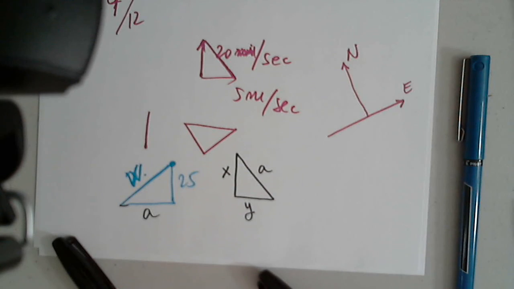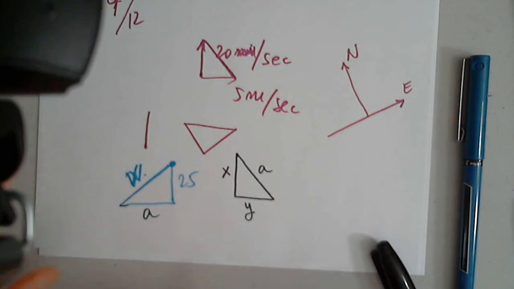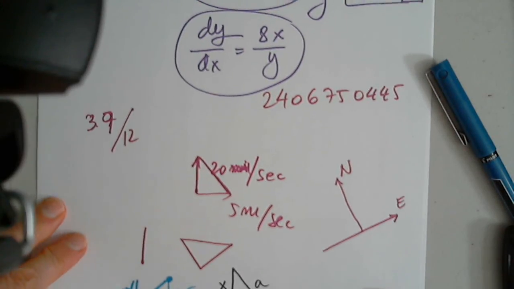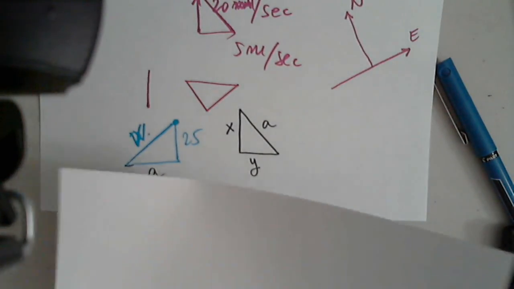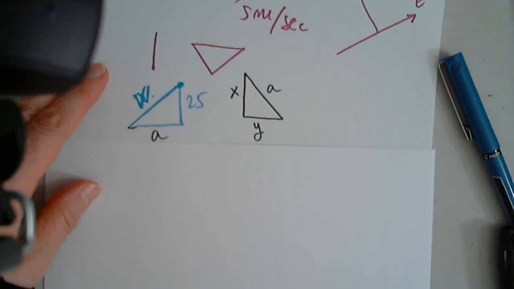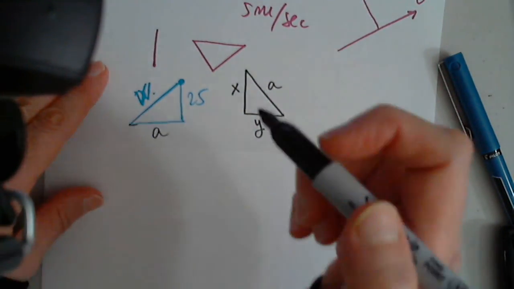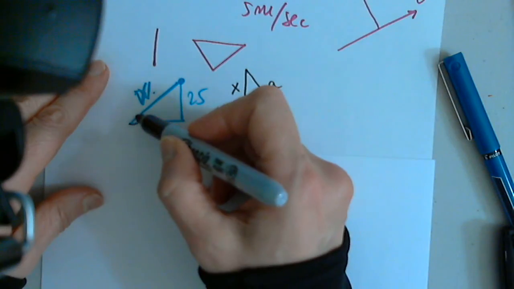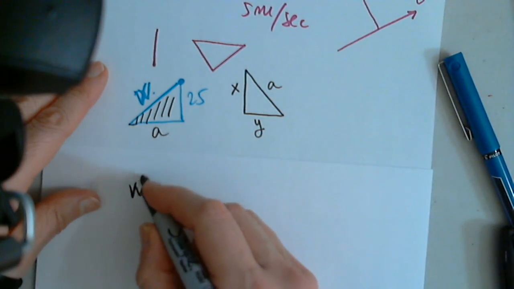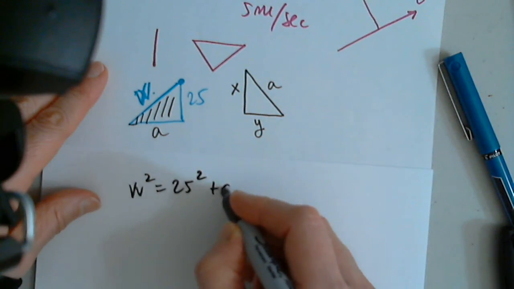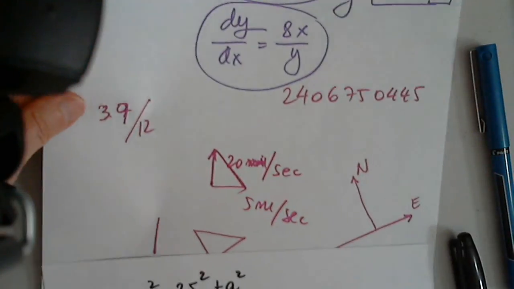Okay. So my first piece, it's an interesting problem. So first of all, I'm going to look at this triangle in which I have w squared equals 25 squared plus a squared. And again, I'm on page 9.